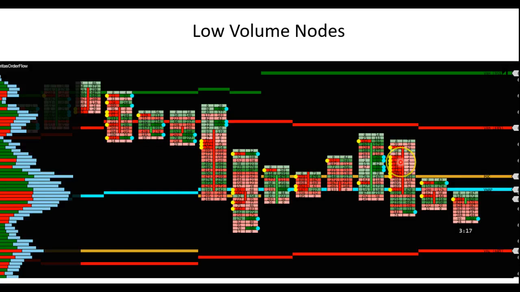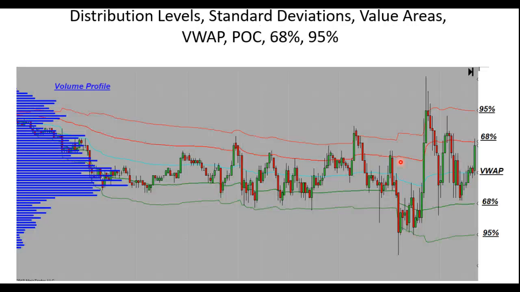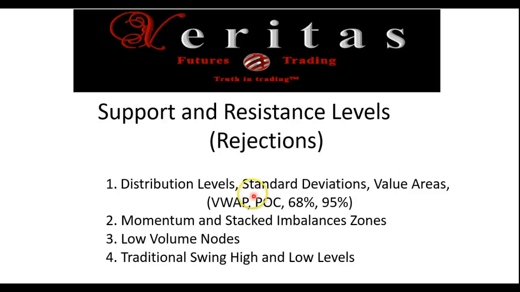So I know this was a longer video, but there's a lot of information. Just to review real quick, the areas that we're looking for: VWAP, the POC, the 68%, and the 95%. This is our first thing that I look for. Then I look for, is there a zone, a red or green zone, and then occasionally I'll look for a low volume area. This is kind of like the cherry on top.